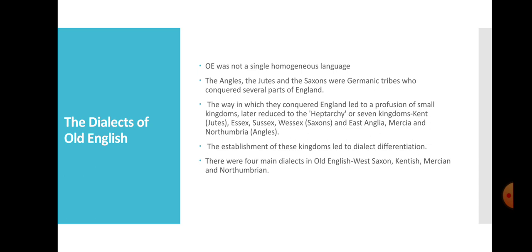I have already told you that the Germanic tribes, the Angles, the Jutes, and the Saxons, conquered several parts of England and settled in different parts of it. The way in which they conquered England led to the profusion of small kingdoms, which were later reduced to the heptarchy, otherwise called the seven kingdoms. The heptarchy consists of Kent, Essex, Sussex, Wessex, East Anglia, Mercia, and Northumbria.